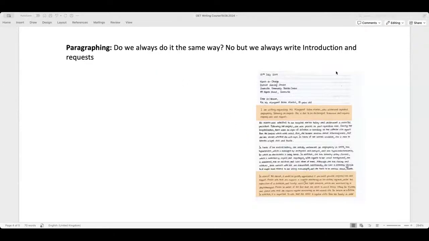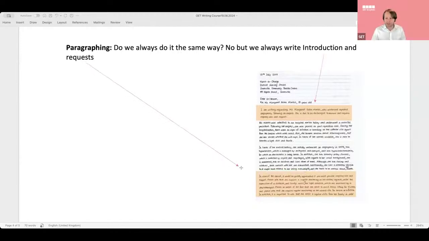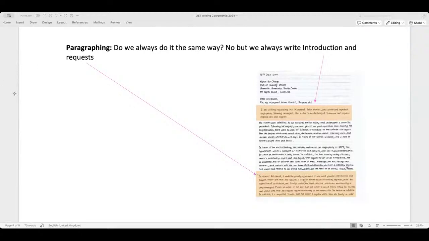Omi, why do I always need requests? Because we always have some request from the reader. Because of this, we are writing the letter.